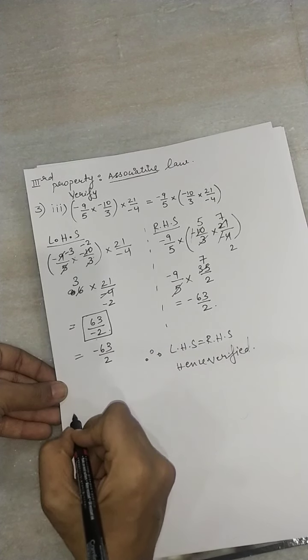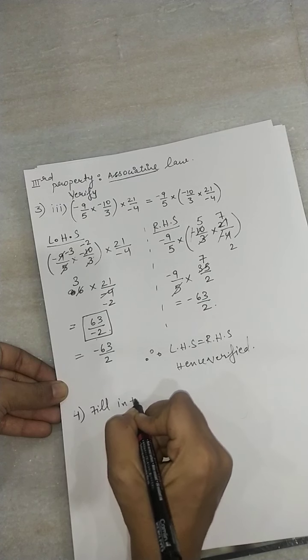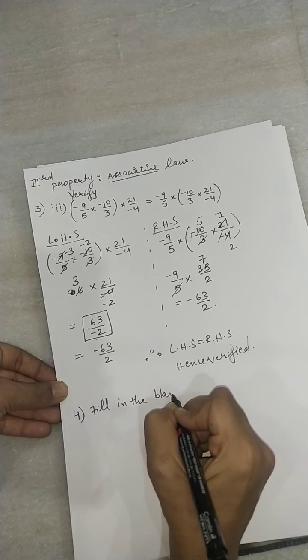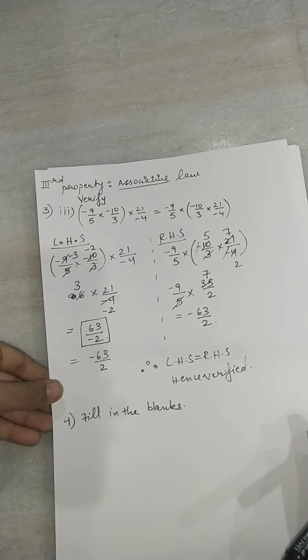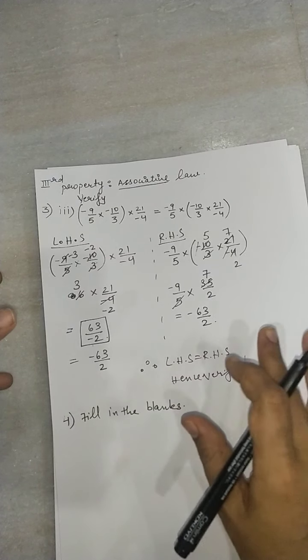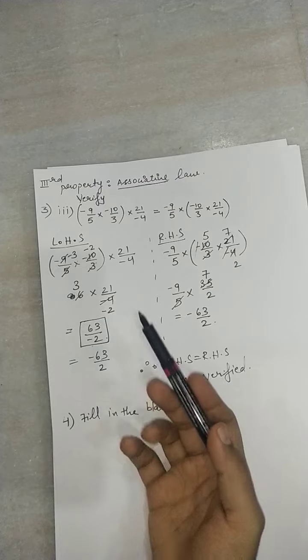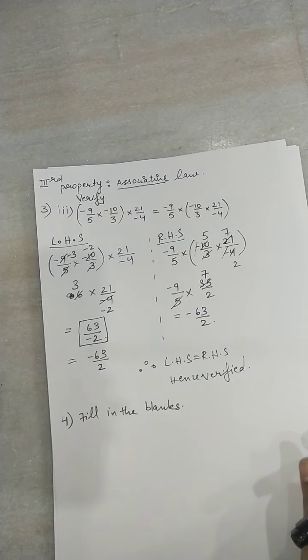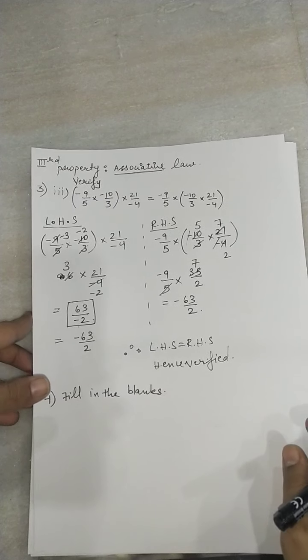The fourth sum is filling the blanks, which you don't need to do in the notebook. You can just solve it orally by seeing the questions in the textbook PDF file which I've sent you. In that you can see and just guess orally what the answer will be. It's very easy, related to the laws. Please, no need to solve in the notebook. It will not give you much burden.